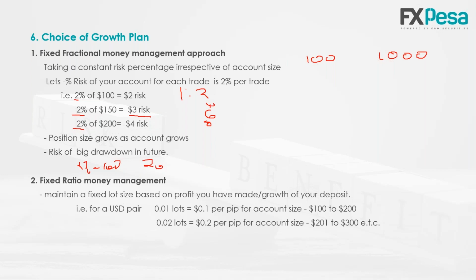Another approach is fixed ratio money management. So you maintain a fixed lot size based on profit or how much you've grown your account. This is quite simple. If, for example, you have got $100 to 200, you trade with a 0.01 lot size. If you're able to grow your account from 200 to 300, all along here, you can't use anything bigger than 0.02. Again, that's something you assign yourself based on how you want to grow your account, and based on your trading, and based on your risk as well.